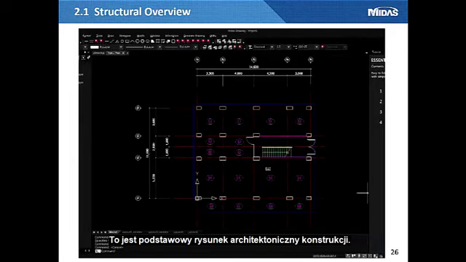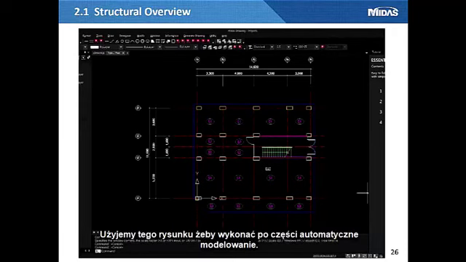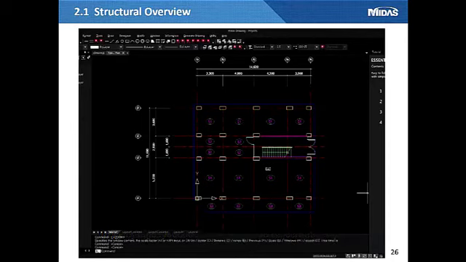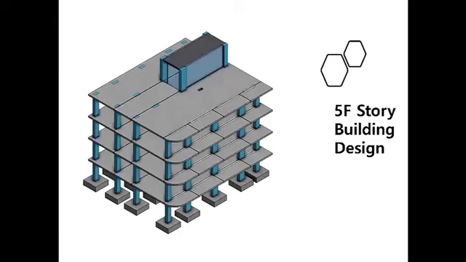This is the basic architecture plan drawing of the structure. We will use this drawing to perform semi-automatic modeling. This is the graphic of the final model structure.